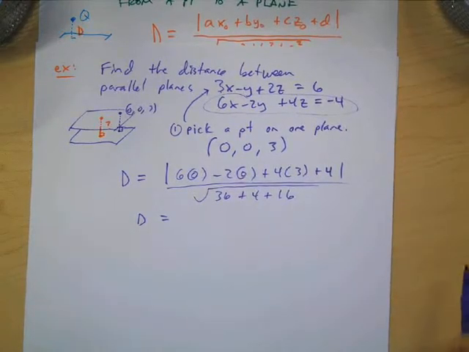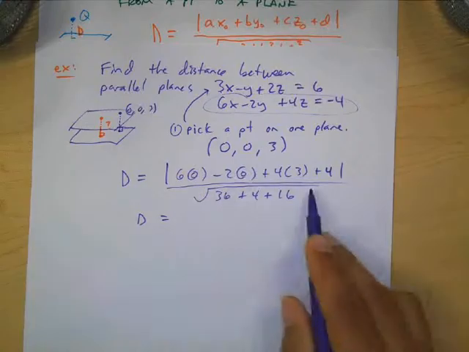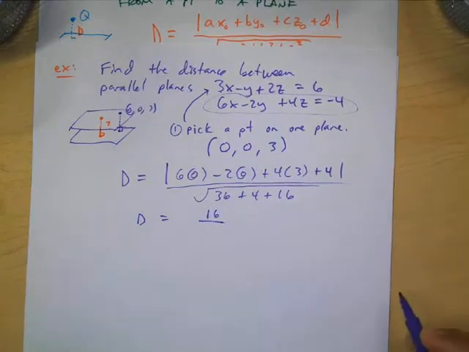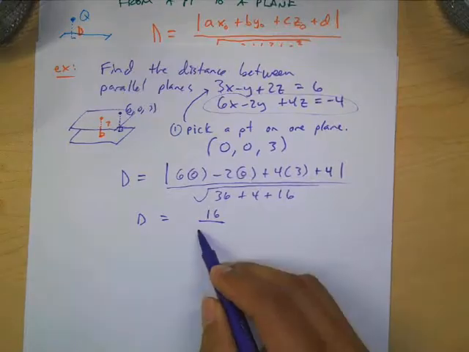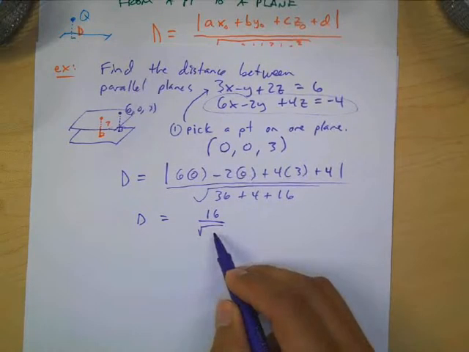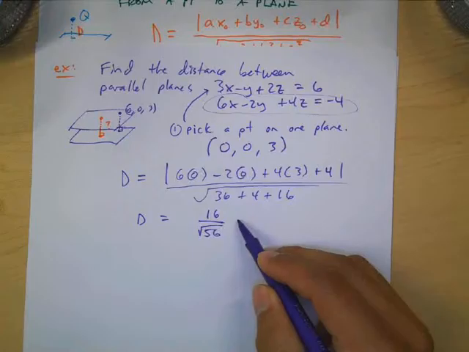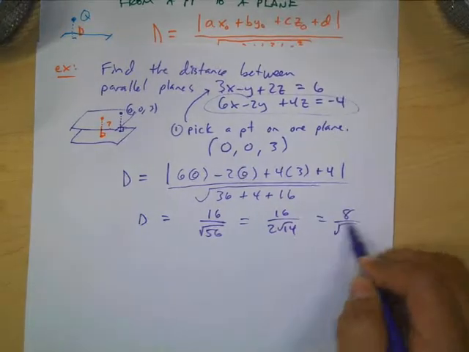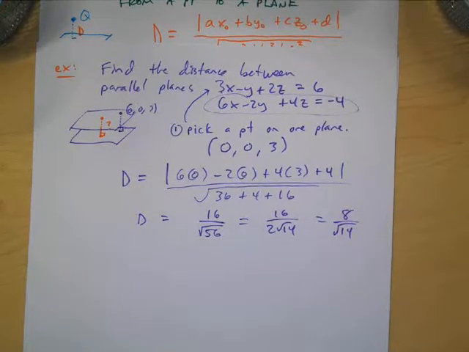So in the numerator, 0, 0, 12 and 4 is 16. And in the denominator we get root 56. I think that simplifies nicely. That's 2 root 14, so this is the same as 8 over root 14. Okay, any questions on that? We have one more problem to do.